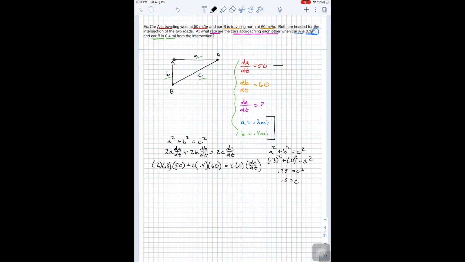Okay, so that tells us what this value is right here. And then we could do some quick math. Let's see, I think this ends up being 78 here on the left side. And then we get 2 times 0.5 is 1 dC/dt. All right, so dC/dt is going to be 78. Now, label. We're talking in miles per hour. It's a distance rate, so it's miles per hour. And that's our answer.